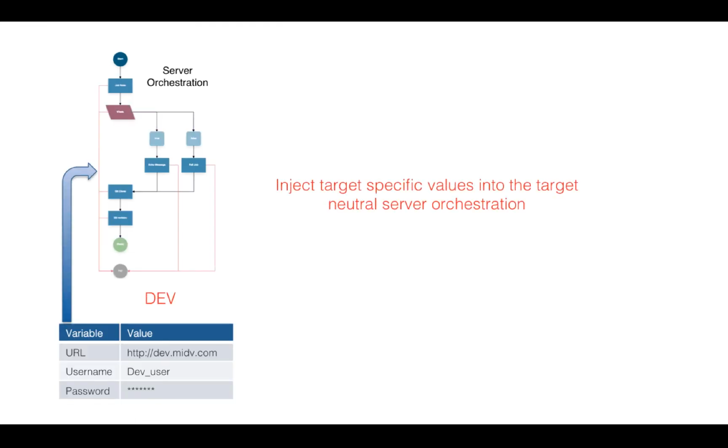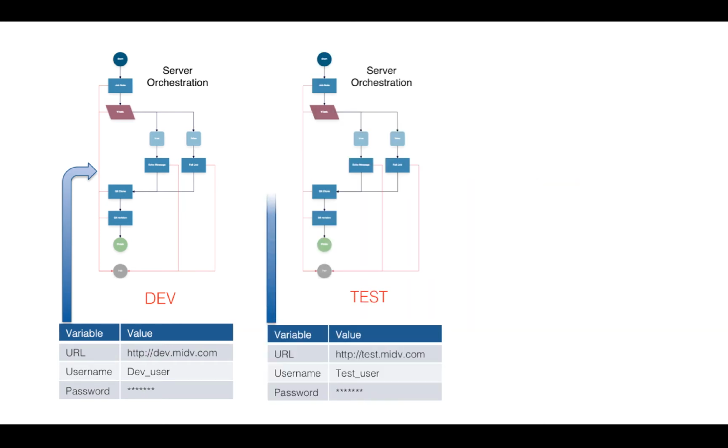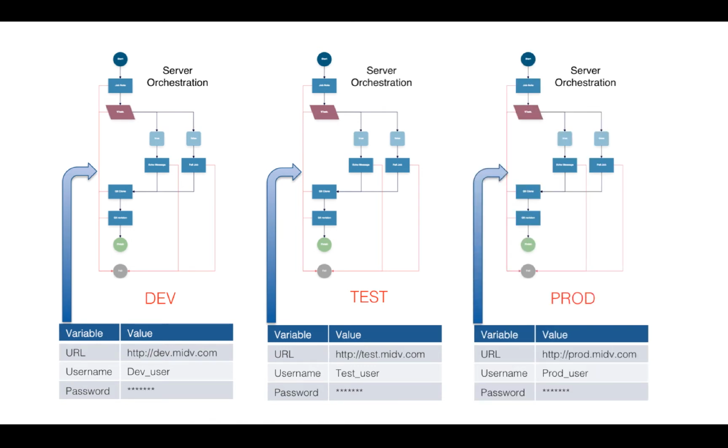Okay, so let's take that server orchestration and let's do that. Let's create some data dictionary values, our variables that are different in each server, and inject them into the server orchestration. So here in the development environment, we're injecting just very simply a URL, a username, and a password for the database for this deployment. And then we do the same thing in our test environment. So this is a different target now. This is our test target. And we've got different data dictionary values that we're injecting. And the same for our production environment. So again, some different data dictionary values. So we've got our three targets.